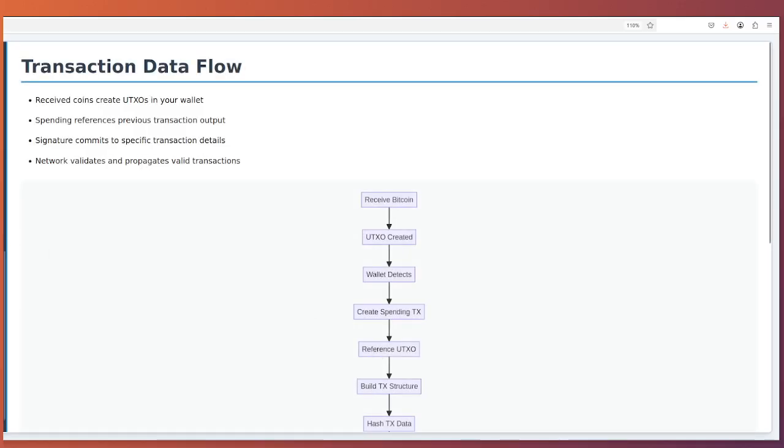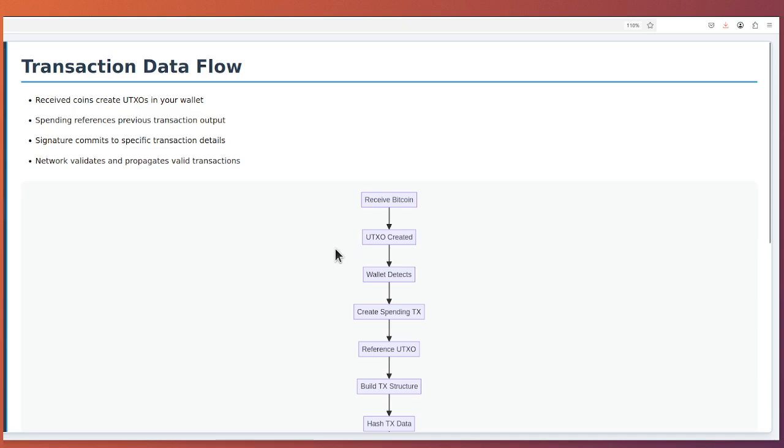Transaction data flow. Understanding the complete data flow in a P2PKH transaction, from the moment coins are received to when they are spent, provides crucial insight into Bitcoin's architecture. This flow demonstrates how Bitcoin achieves both security and decentralization through its carefully designed protocol.